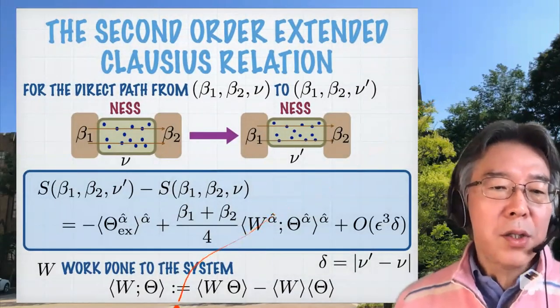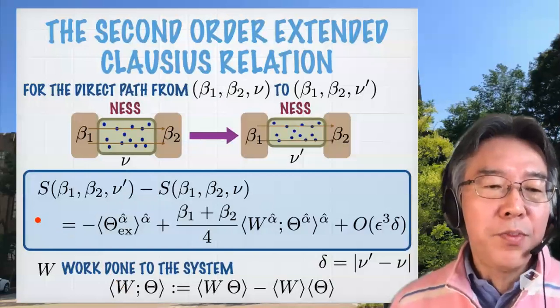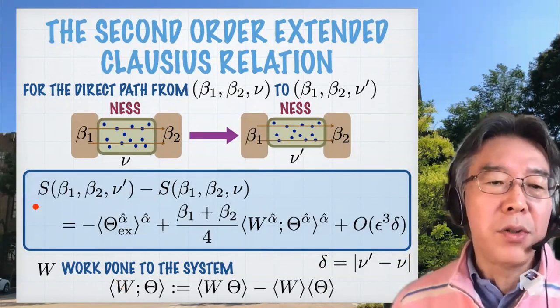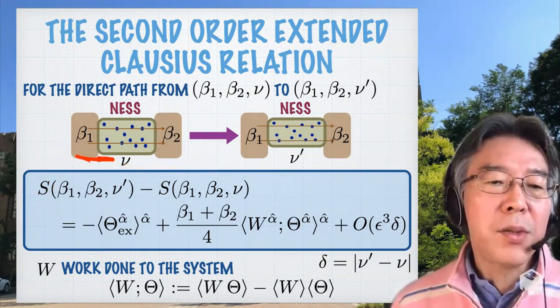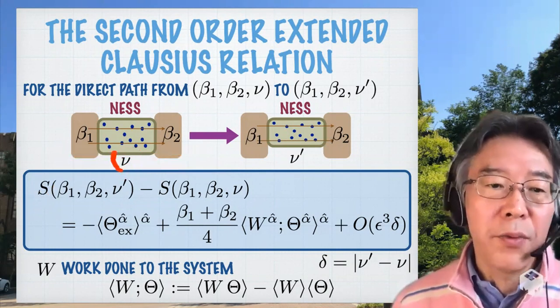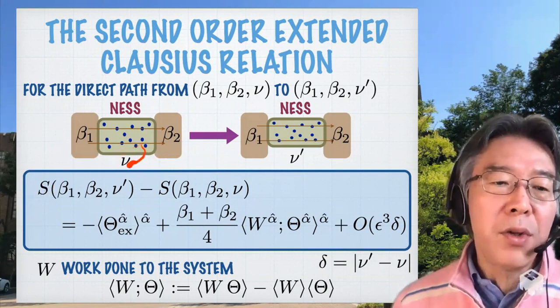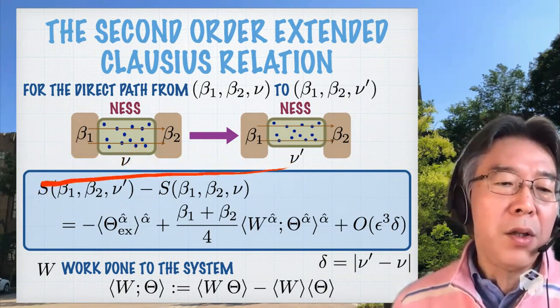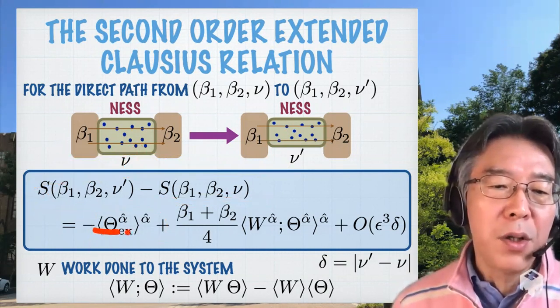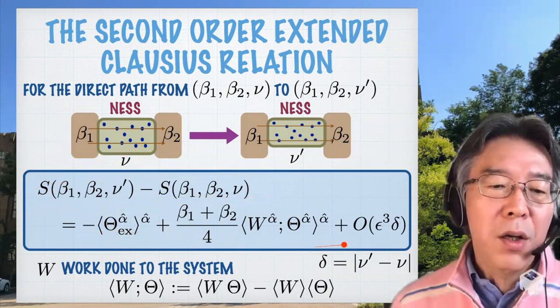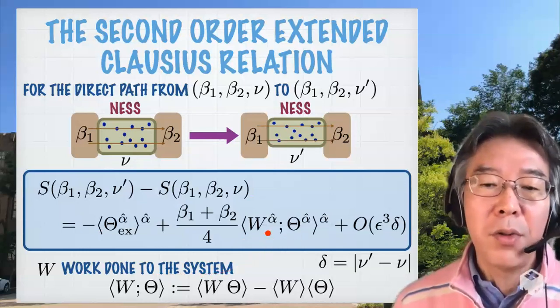Actually, yes, we can prove a better, improved extended Clausius relation type equality for this particle. You fix temperatures beta1, beta2, and you change nu, like the volume or external field, slowly, gently from nu to nu prime. And then this is valid. The same non-equilibrium entropy, the same excess entropy production, and something new. Here, W denotes the work done to the system during the whole protocol, during the whole operation.